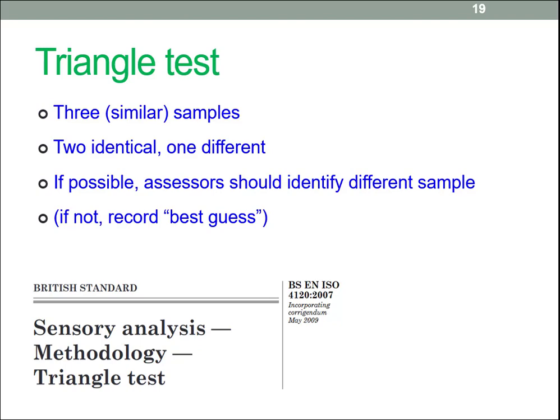As is often the case, the details and background of the test are quite complex. Even so, the test is quite straightforward in practice, so don't get too worried about the depth that the British Standard goes into. Basically, we have 3 similar samples, 2 of which are the same, 1 of which is different, and assessors are trying to identify the different sample. If they can't, they just record their best guess. The statistics are designed to allow for that.